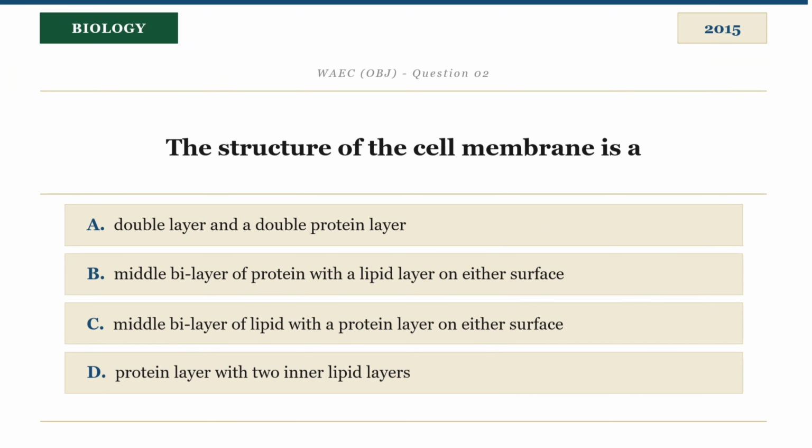So we're going to be doing question 2 on Biology 2015 WAEC. The question says, the structure of a cell membrane is: A, a double layer and a double protein layer; B, middle bilayer of protein with a lipid layer on either surface; C, middle bilayer of lipid with a protein layer on either surface; D, protein layer with two inner lipid layers.